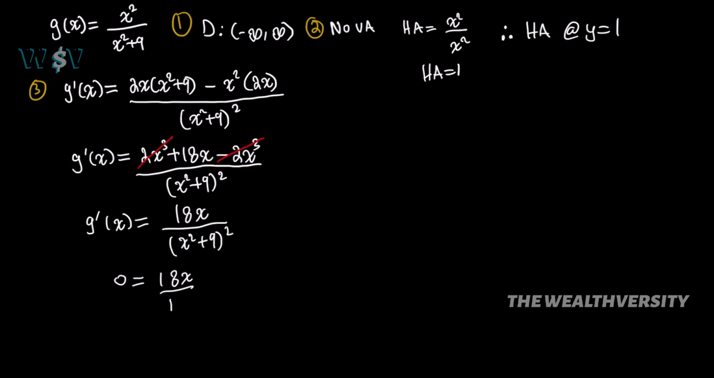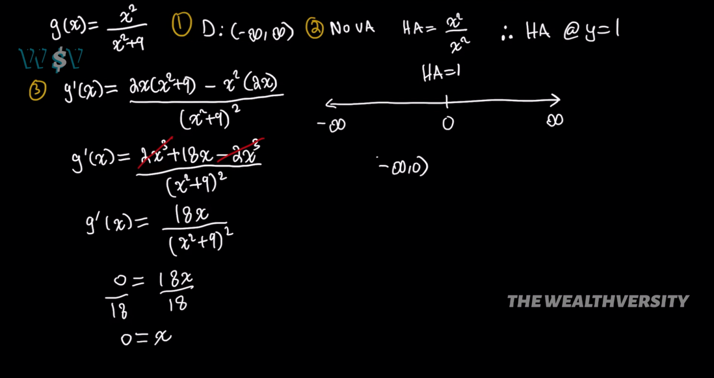Now set this equal to 0 to find the critical points. Since we only need the numerator to equal 0, we make 18x equal to 0, and if we divide by 18 on each side, we get that our critical point is x is equal to 0.